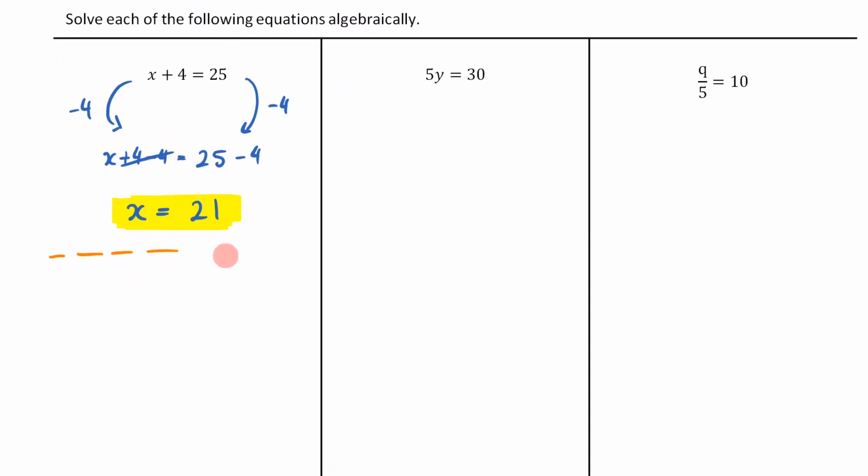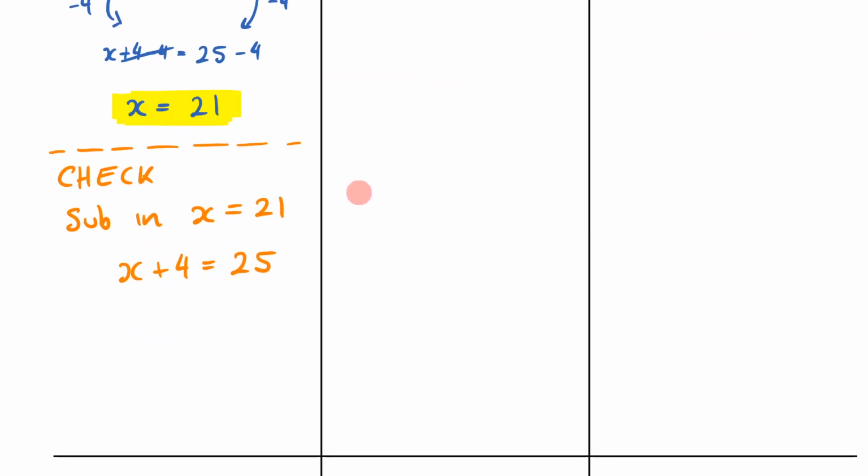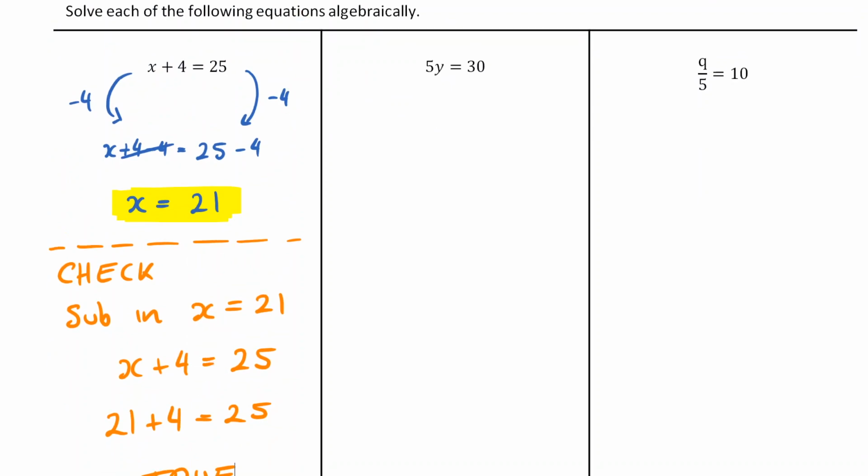So I'm just going to put a line here. If you want to check, what you do is you sub in what your answer is. So I'm going to sub in x is equal to 21 into my rule. So remember, my rule is x plus 4 is equal to 25. So into the x spot, I'm going to put 21. Now tell me, is 21 plus 4 equal to 25? It absolutely is. So it is true, therefore I am correct. So you can check your answer by subbing in what you get and see if it's true. All right, let's move on to our next one here.